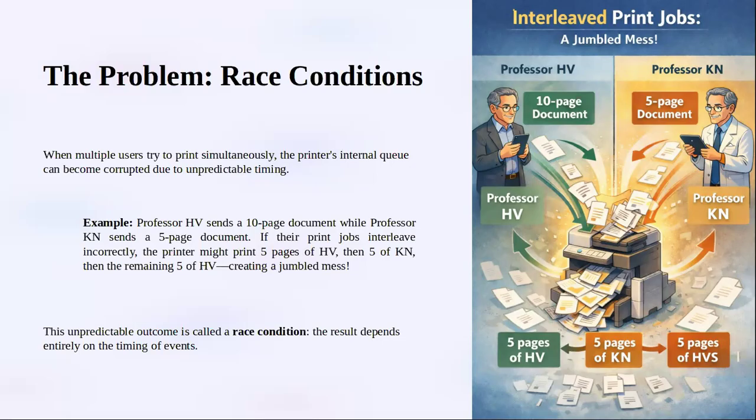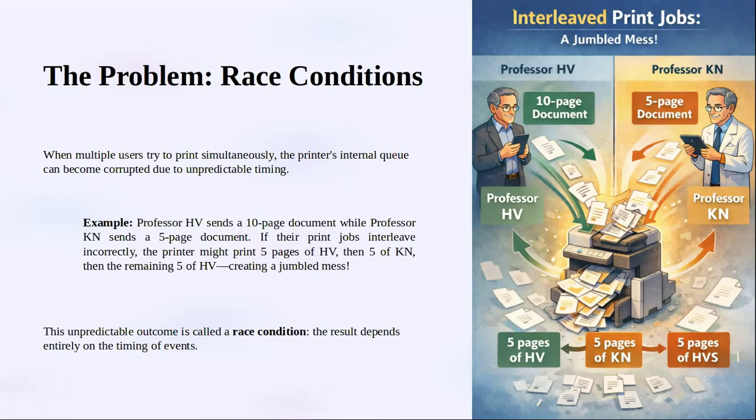Let us consider these two professors from the department. Professor HV wants to print a 10-page document. Professor KN wants to print a 5-page document. Ideally, the printer should complete one job fully and then start the next. But if there is no proper control, the printer may start processing both the jobs concurrently at the same time. So the output may become something like this. Say, for example, first 5 pages of HV, then 5 pages of KN, and then the remaining 5 pages of HV back. Now observe this. The order is completely disturbed. The output is mixed and incorrect, and the document loses its meaning.